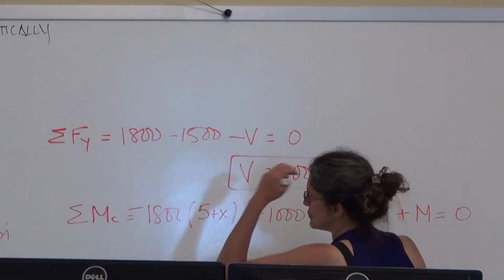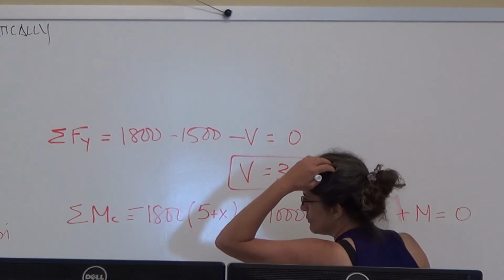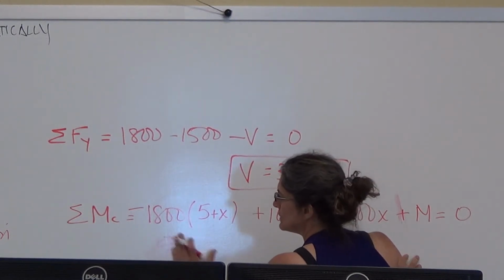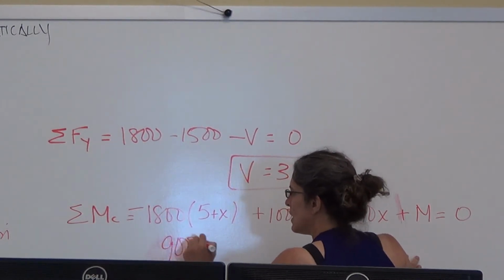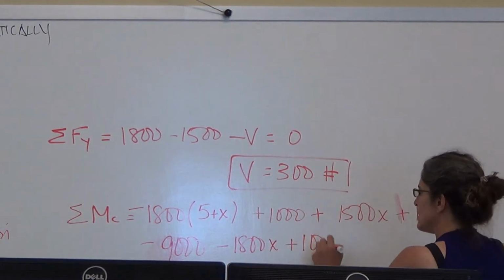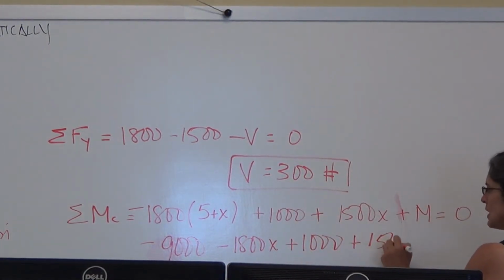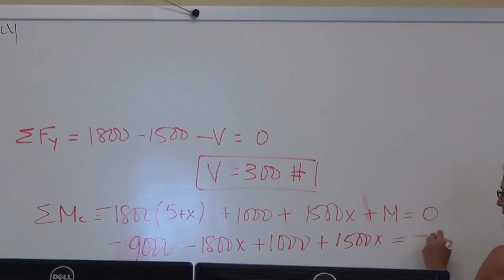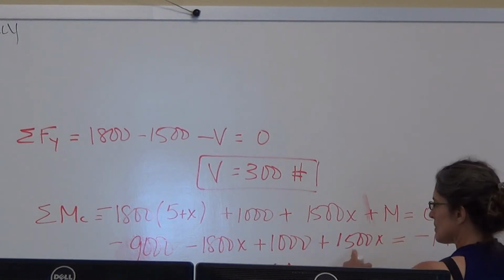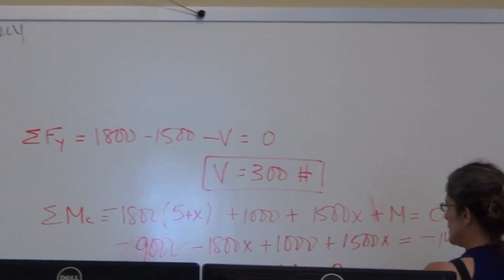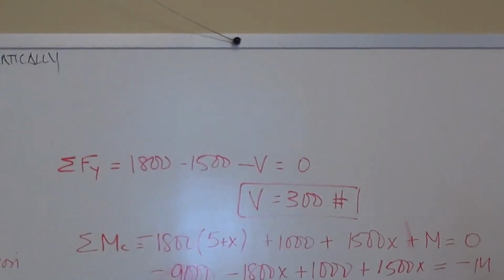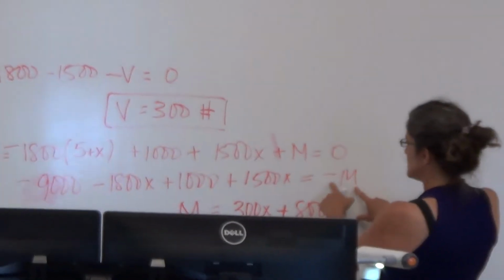So what's 1,800 times 5? 9,000. No, 9,000, thank you. 9,000 minus 1,800x plus 1,000 plus 1,500x equals a negative M. So M is equal to 300x plus 300x plus 8,000. Is it plus?